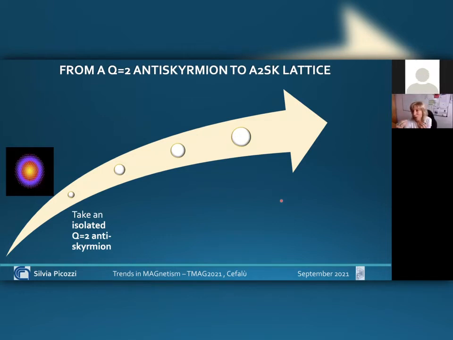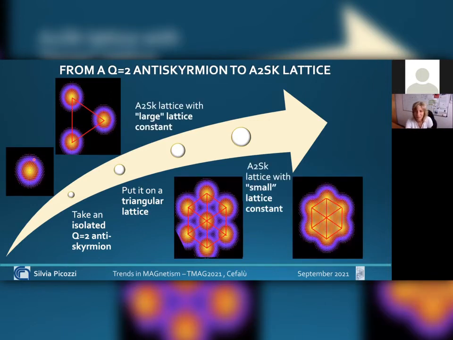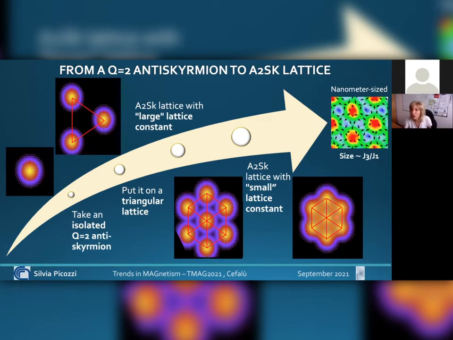Since isolated skyrmions are rather common, let me just show you one slide on the connection between a single object and a lattice. I start from an anti-skyrmion with Q equal 2, and I try to put all the anti-skyrmions in a lattice and reduce the lattice constant. What I end up with is a core at the center, and then vortices with opposite circulation.